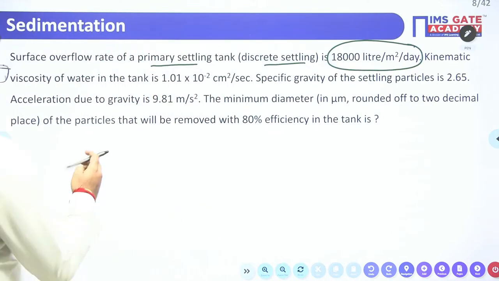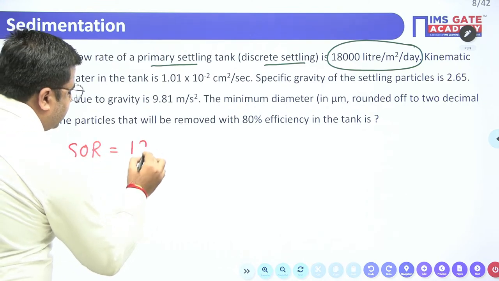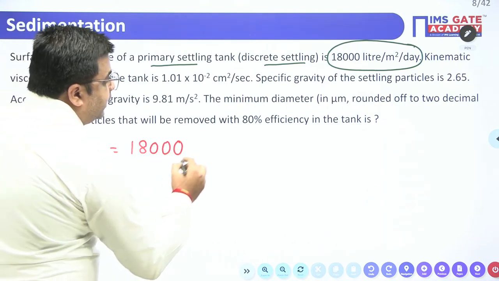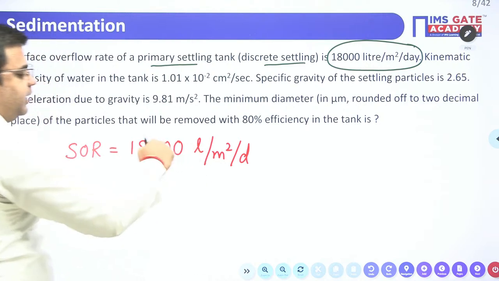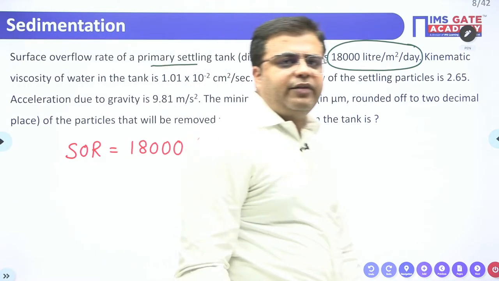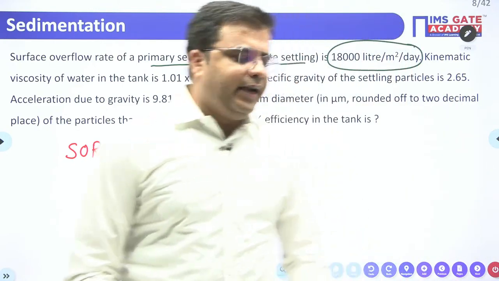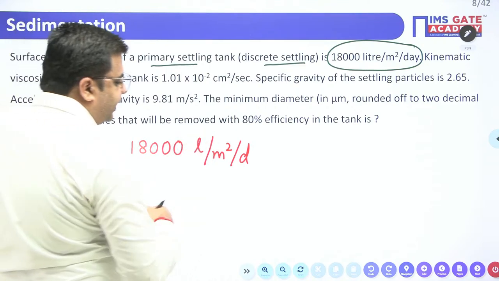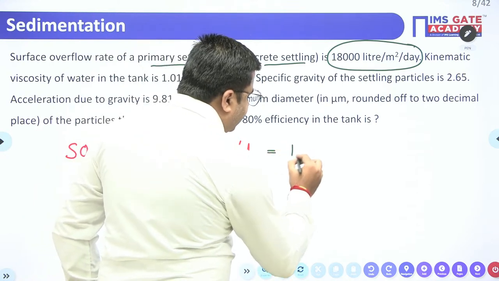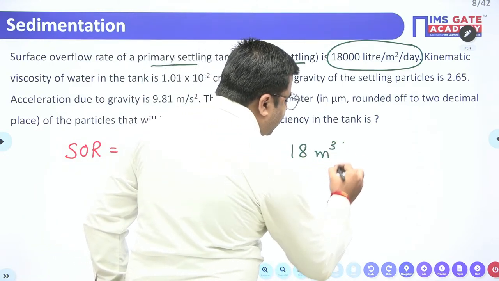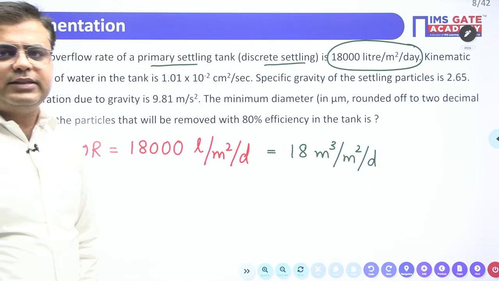Let me just write this first. Surface overflow rate is given as 18,000 liter per meter square per day. If I need to convert this liter into meter cube, by how much do I have to divide? I have to divide it by 1000. By doing that, I will get 18 meter cube per meter square per day. So this is my surface overflow rate.